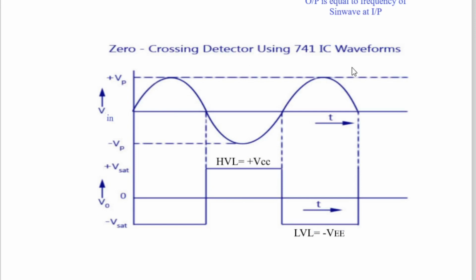It is called the zero crossing detector. During the positive half cycle here, the voltage at the inverting pin is greater, therefore the output of the op-amp is in Vsat minus, means your LVL, low voltage level, that is equal to minus VEE.